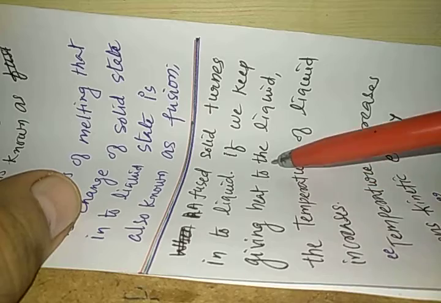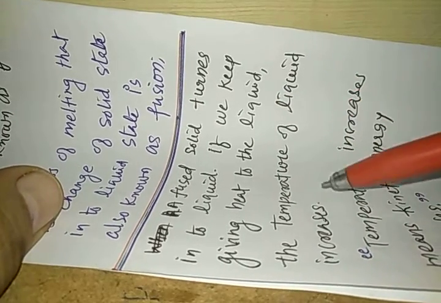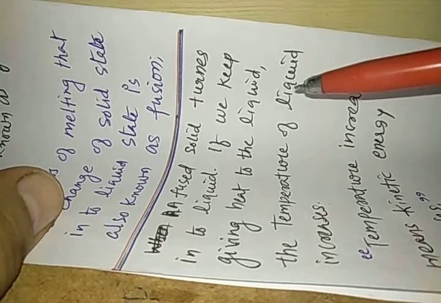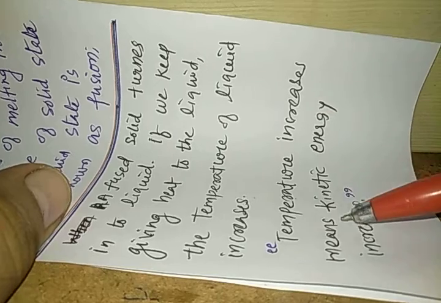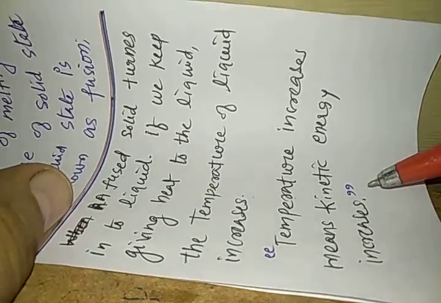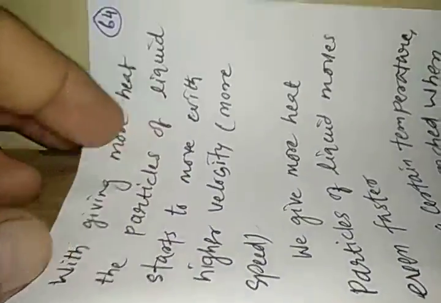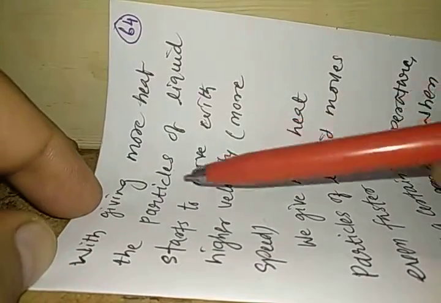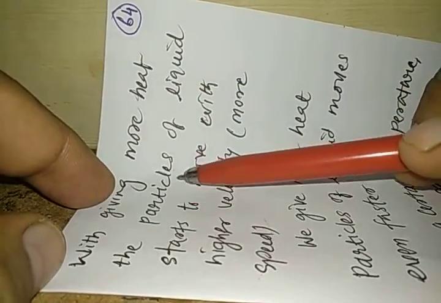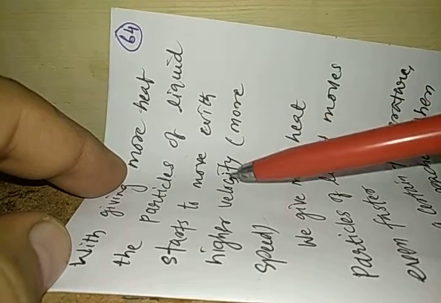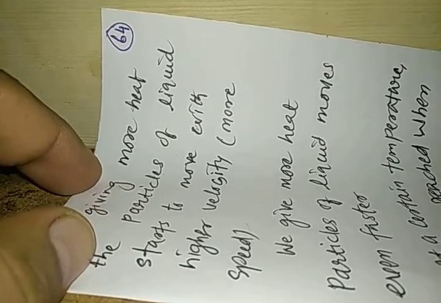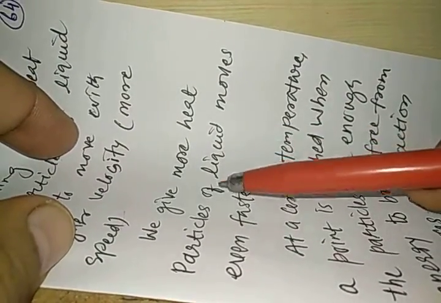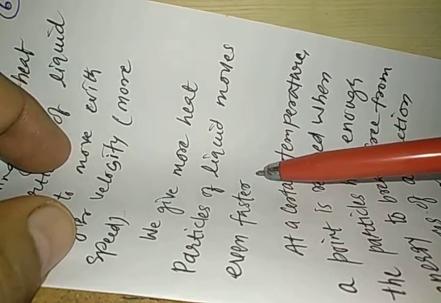If we keep giving heat to the liquid, the temperature of the liquid increases. Temperature increases means kinetic energy increases. When the temperature of a liquid increases, the kinetic energy of the liquid also increases. With giving more heat, the particles of liquid start to move with higher velocity or more speed. We give more heat, particles of liquid move faster.